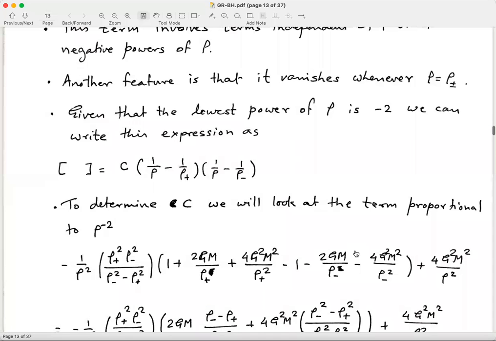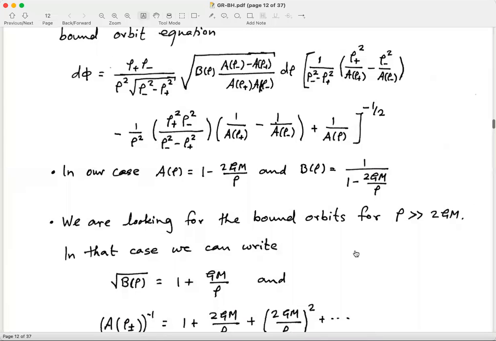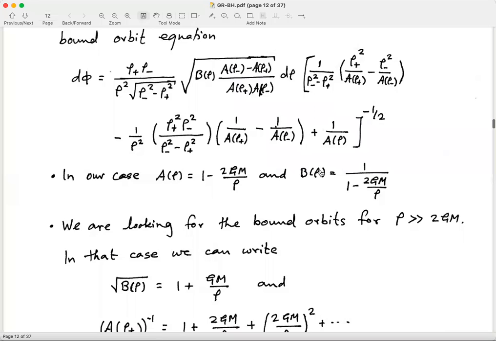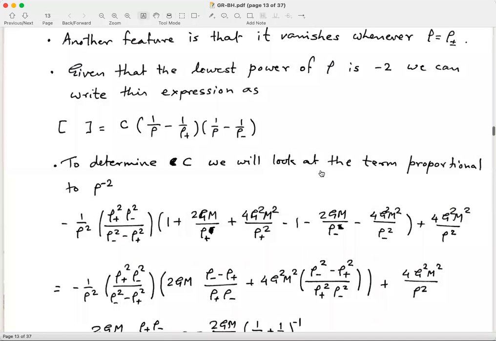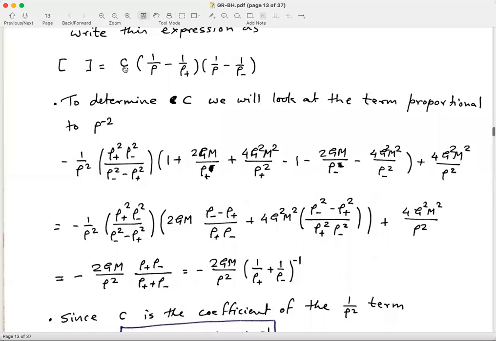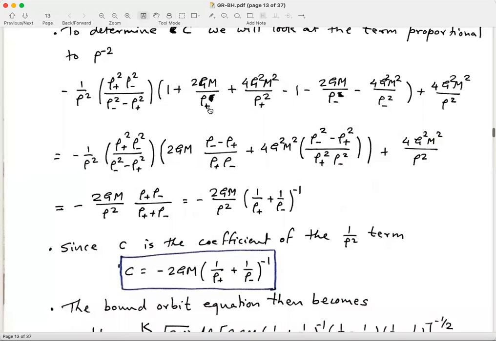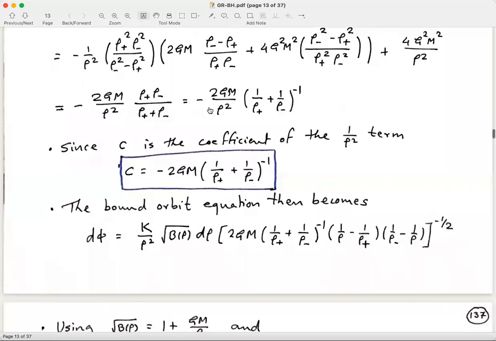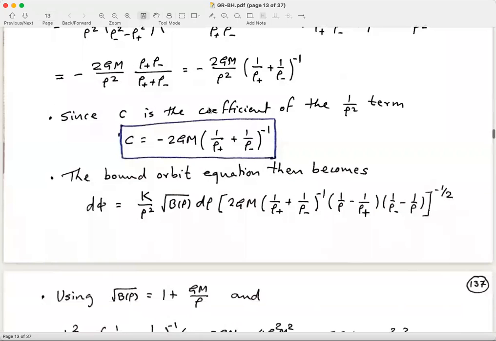So what we could do is take this complicated expression in the square bracket and replace it by C times (1 over rho plus minus 1 over rho) times (1 over rho minus 1 over rho minus). This is just a square bracket, but we'll have to take a square root of that, so we'll plug this up here to the minus half. That is the power.